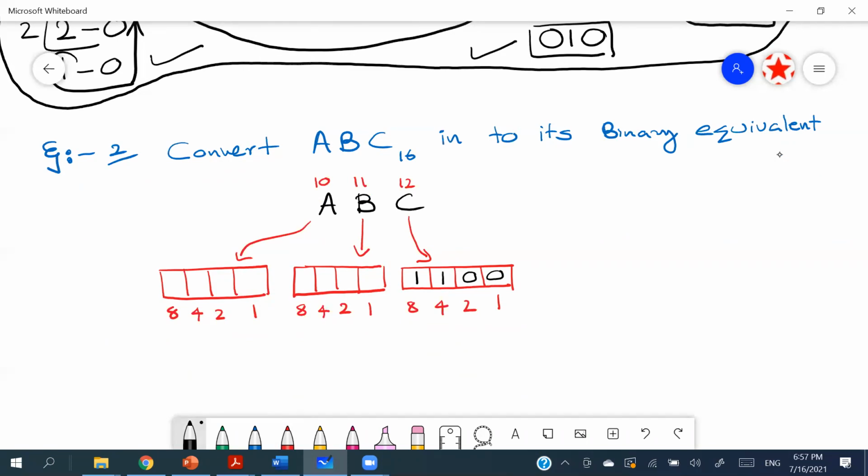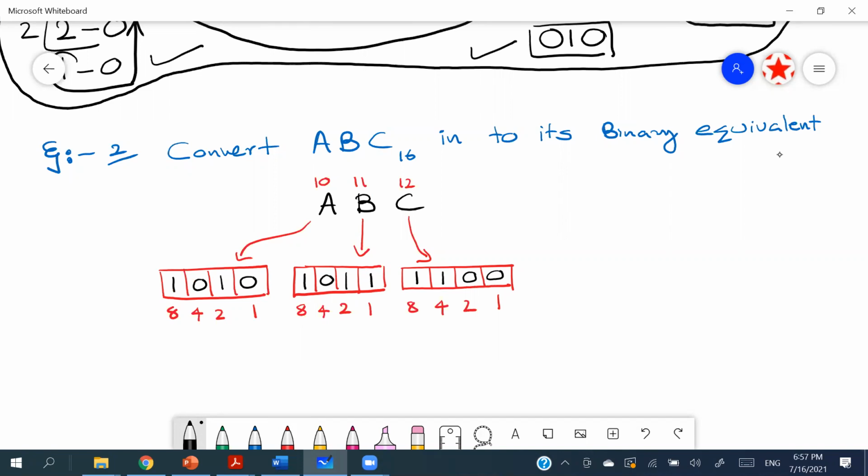You want to create 11. So you have 8 plus 2 is 10, plus 1 is 11. So we didn't use 4. And for the 10, we got 8 and we got 2. 8 plus 2 is 10. And we don't need 4 and we don't need 1's.